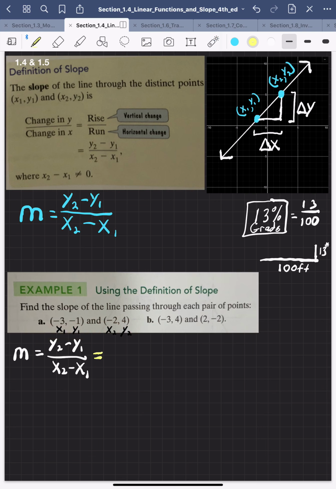Ready? All I'm going to do right now is plug in. So y sub 2, we should have a 4. Now there's already a minus symbol there, right? Y sub 2 minus y sub 1. What is y sub 1? Y sub 1 is -1. Okay, so that's going to be divided by, now x sub 2 is -2, and that's going to be minus, and what is x sub 1? Well, x sub 1 is -3.